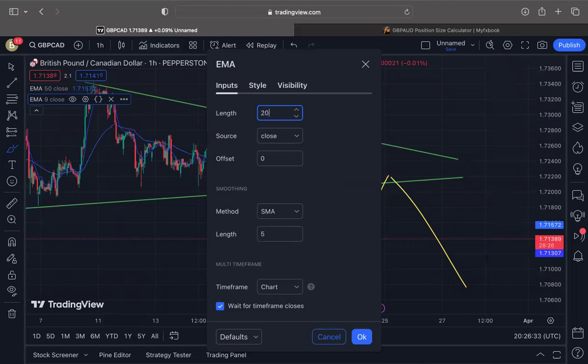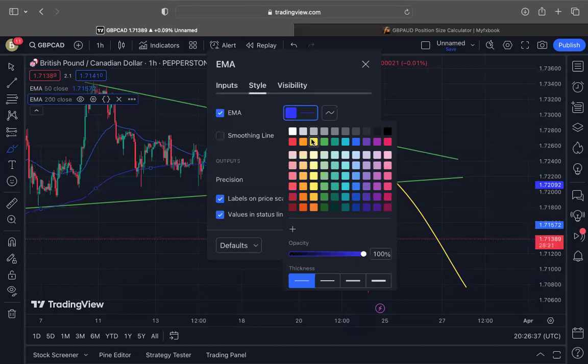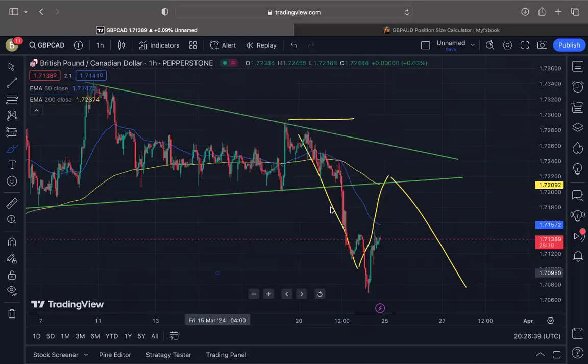As you can see here, this is the 200 period exponential moving average. I'm going to change the color to orange or yellow. So this is how my chart looks. Now I have 2 things: I have my normal area of value, and then I have the moving average acting as a dynamic support and resistance for me. This is the reason I have the moving average on the chart.